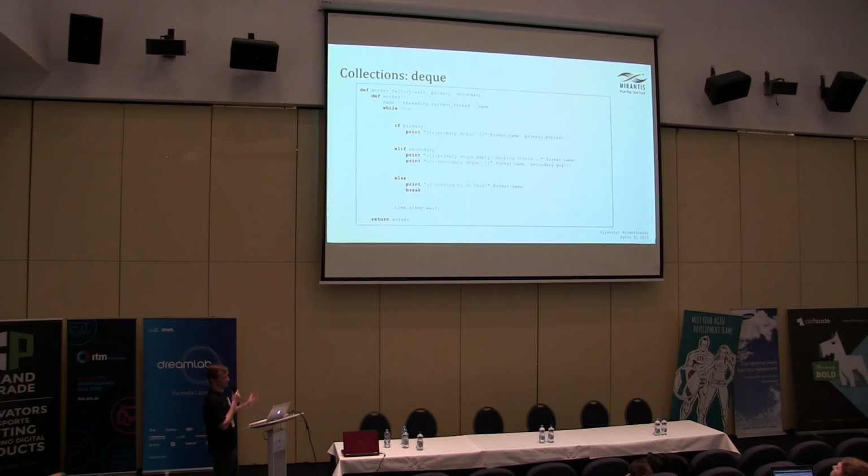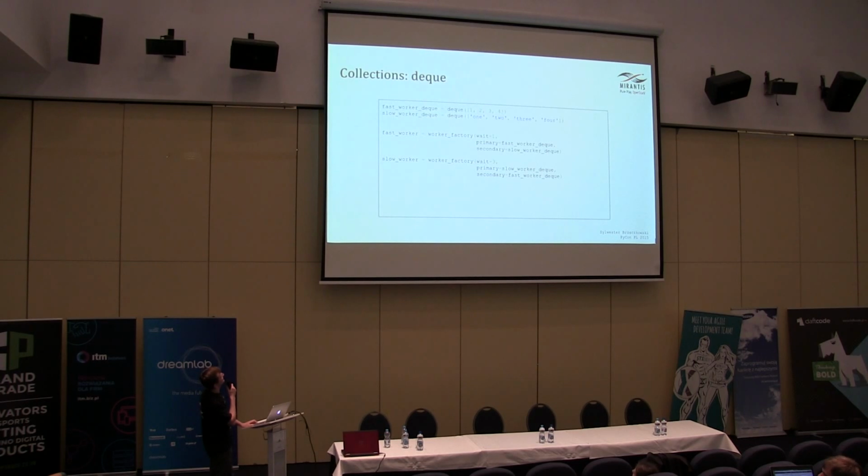And we have some simulation of really hard work, which is time sleep. And here we create some deques. This is the same, but in different data types, right? We have two workers. This is the fast worker, which waits for 1 second, and the slow worker, which waits for 3 seconds. As the secondary deque, for the fast worker, the secondary deque is the slow worker's deque, and the opposite for the second one.